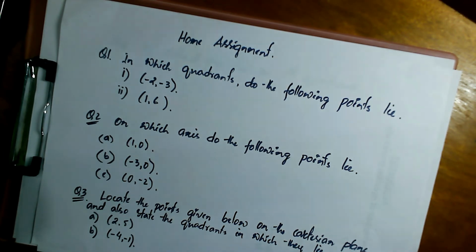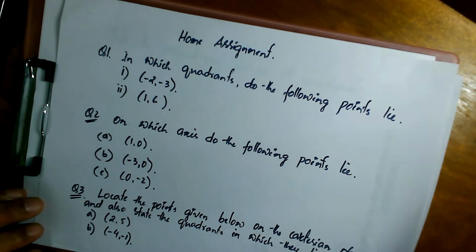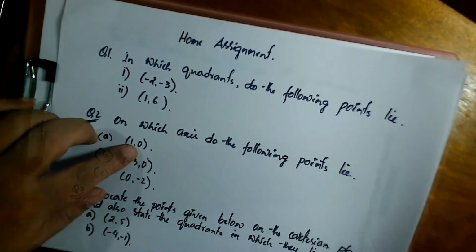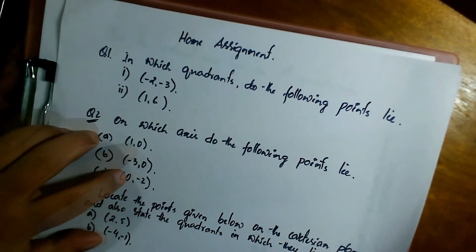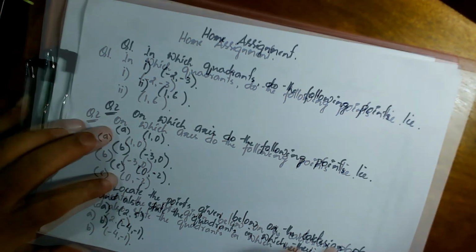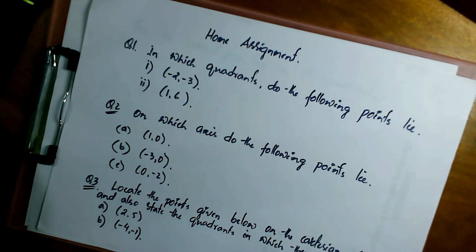Question number 2: on which axis do the following points lie? The first is (1, 0). There are 2 lines, vertical and horizontal. Since one coordinate is 0, the point will lie on a line. It will always lie on 0, either in the x direction or the y direction. So you have to find out on which axis it lies.